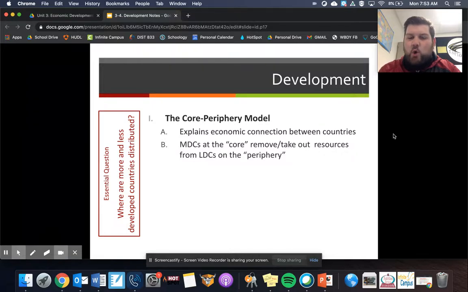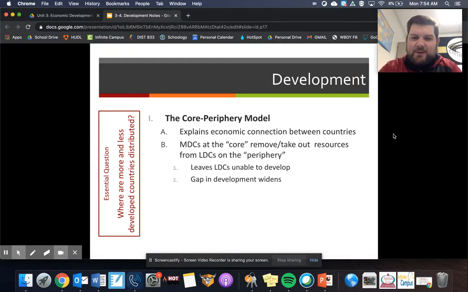MDCs are at the core; they're considered core countries because they take resources out of LDCs on the periphery. They take things from LDCs to use to create products. It leaves LDCs unable to develop and creates a bigger gap in development. All right, that is the core periphery model. It explains the economic connection between countries. MDCs are at the core, meaning they take resources from LDCs, which are on the periphery.